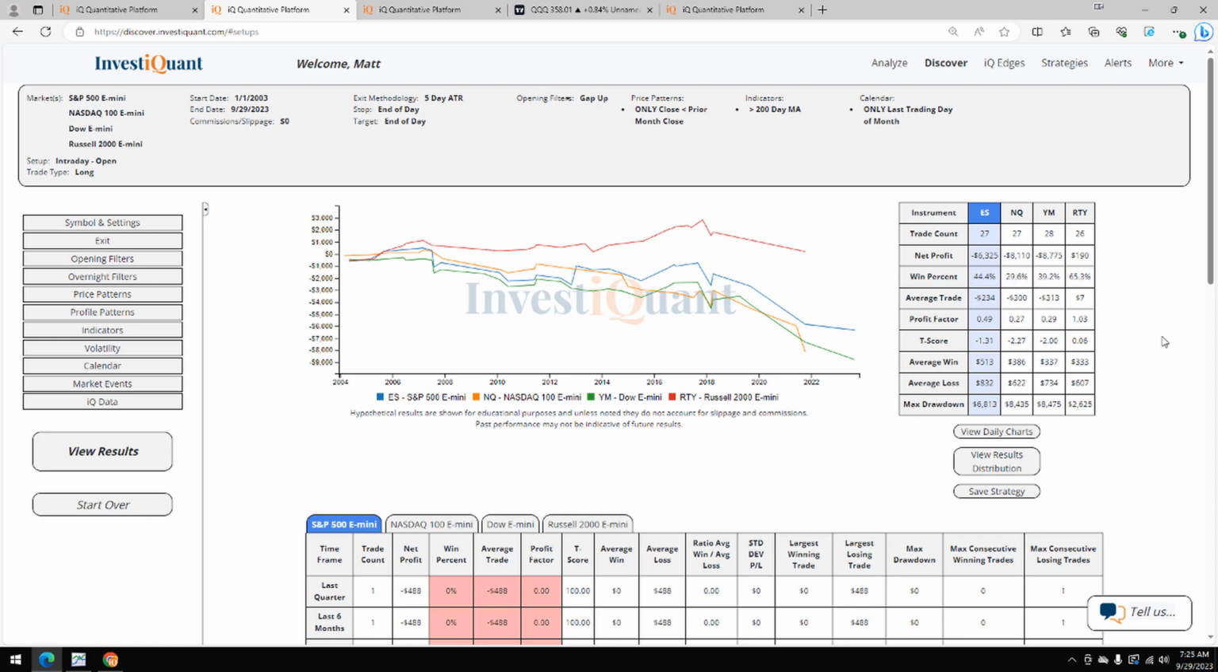If we take a look at the average moves, average move to the downside, larger here in the S&P. That looks to be the case in all four instruments. So NASDAQ, Dow, and Russell as well. So all four of these have larger average moves to the downside. Win rates are a bit mixed. We have Russell leading the way on the upside at 65%. NASDAQ the weakest at about 30%.